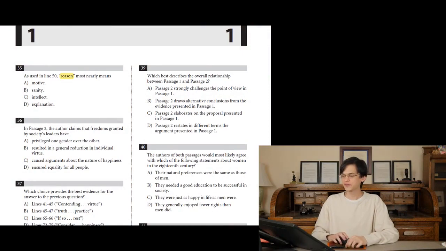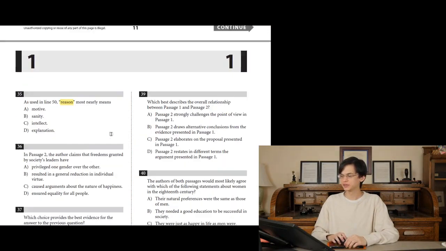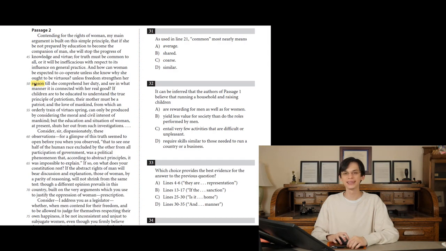Question number 35 on the reading portion of College Board's Test 3. As used in line 50, reason most nearly means. So it's a vocab question. Identify the word in the passage. Read around the word for context.